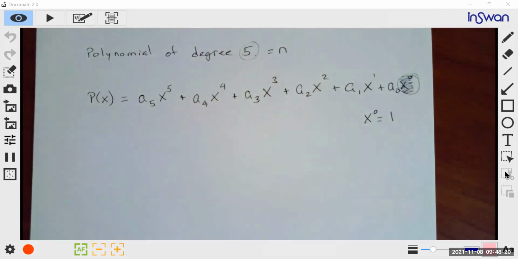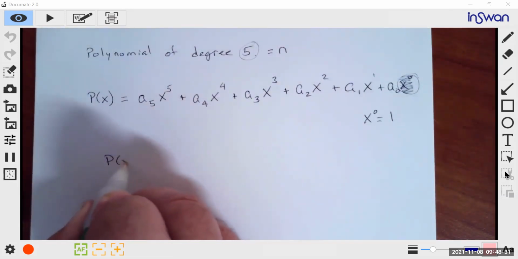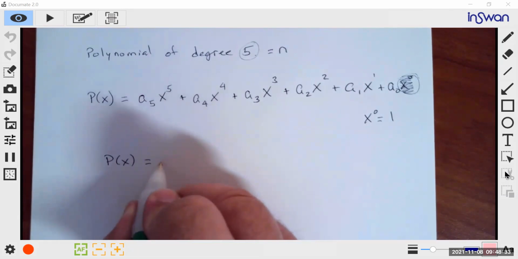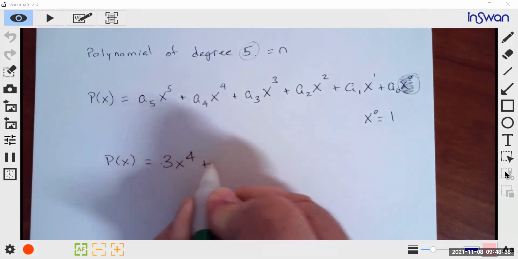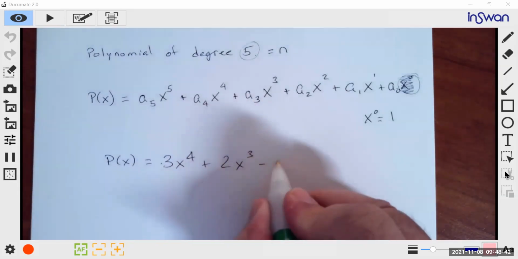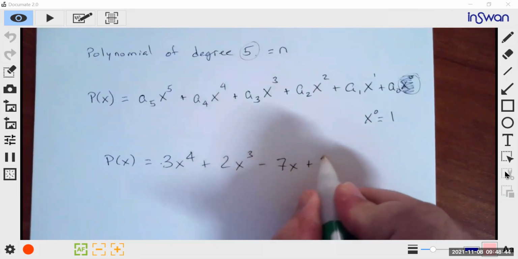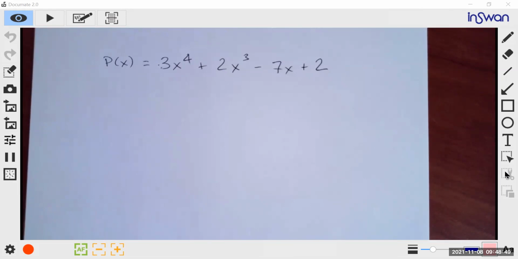Okay. So far, remember, you don't have to know everything about an equation. If I gave you an equation that looks like this, what can you tell me about it just by looking at it?